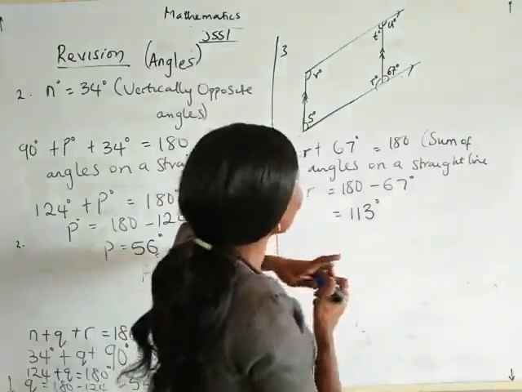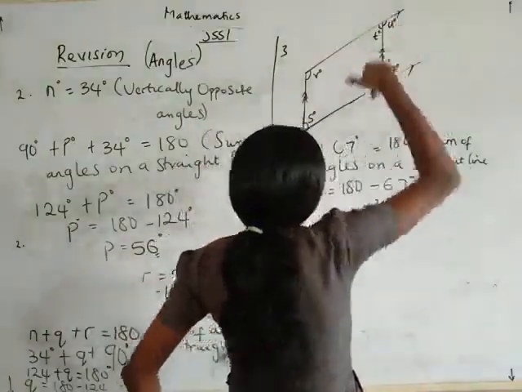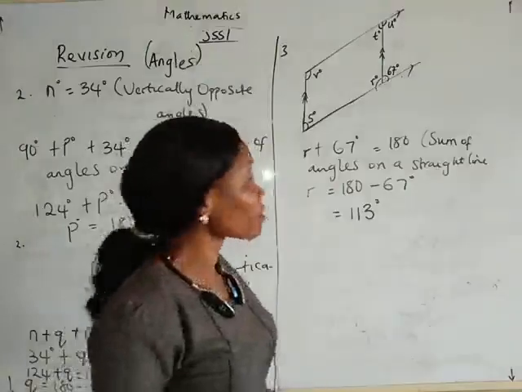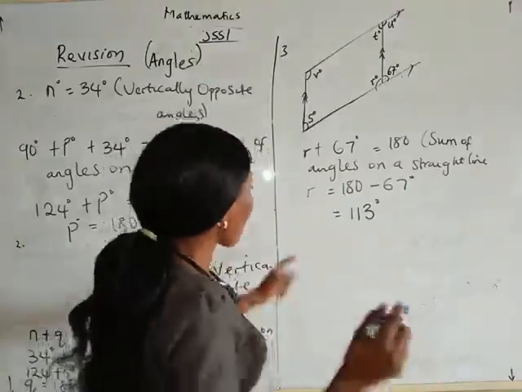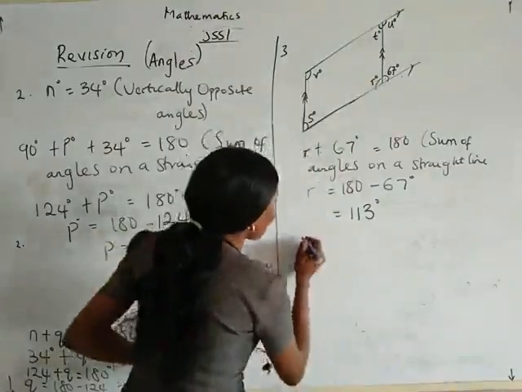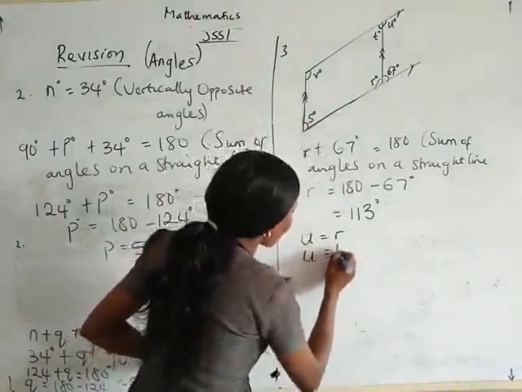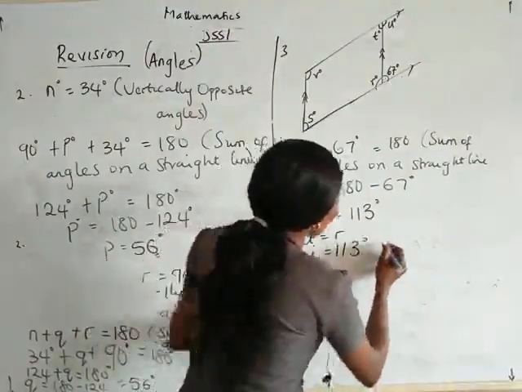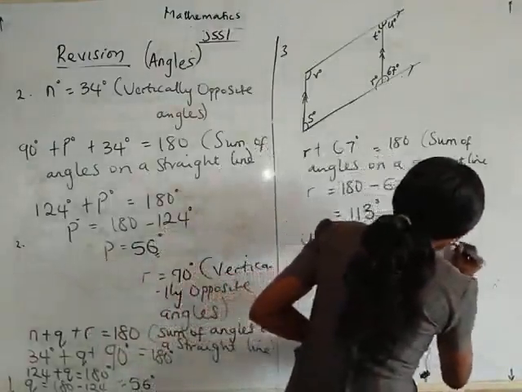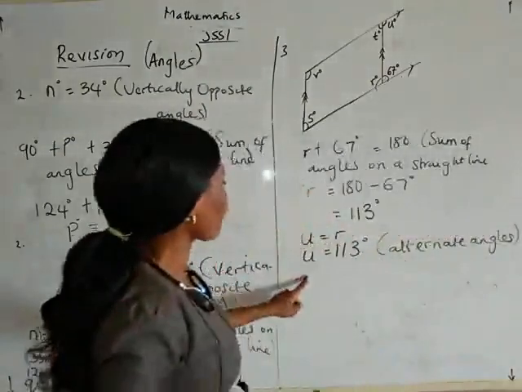Now, the next thing is, if you look at R and U, R and U are alternate to each other. And we said that alternate angles are equal. So if R is equal to 113, therefore U will also be 113. So U is equal to R, that's U is equal to 113 degrees. And the reason for this is what? Alternate angles. So that settles it.